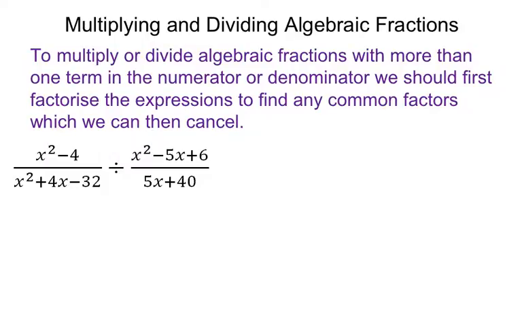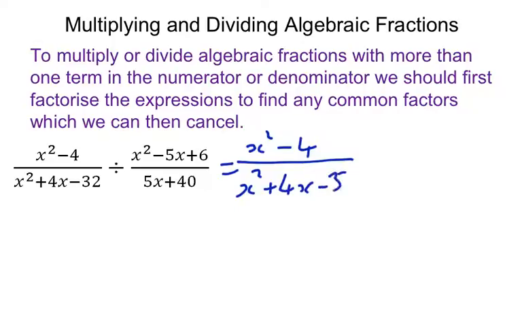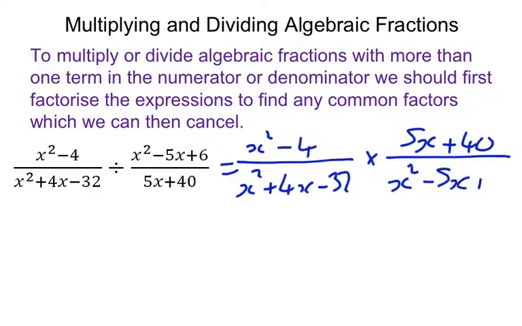Now this final example is a little bit more tricky. It has quadratics involved in it. But we deal with it in exactly the same way. So we start off with the fact that it's a division, turning it into a multiplication. So x squared minus 4 over x squared plus 4x minus 32, times by 5x plus 40 over x squared minus 5x plus 6.